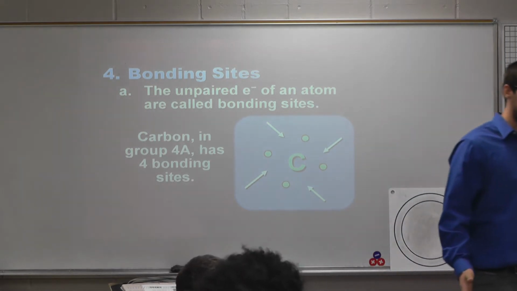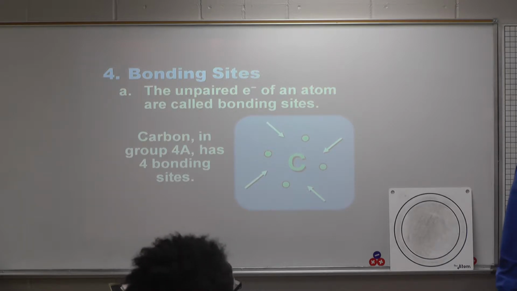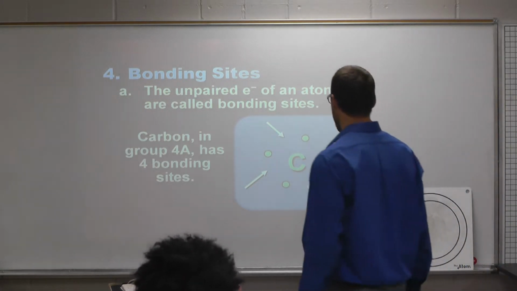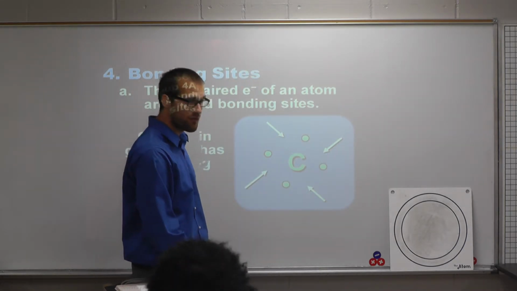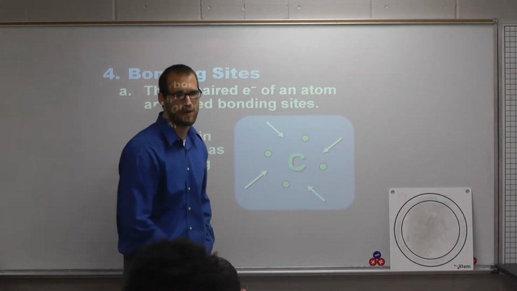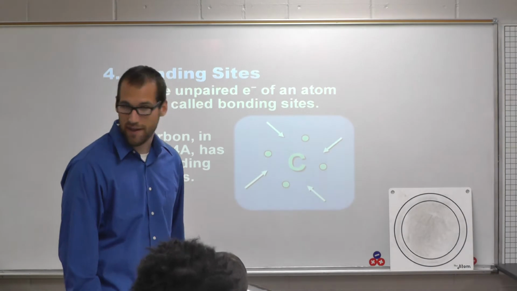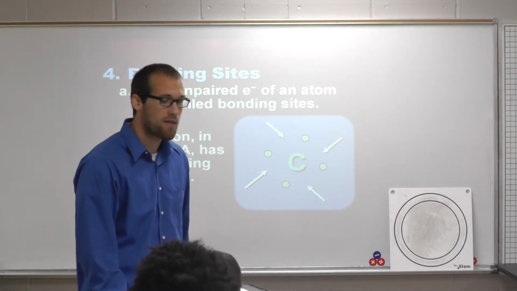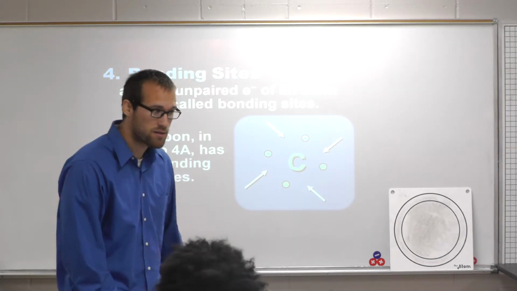Is somebody that has an octet going to bond? No, they're already stable. Which group has an octet? Noble gases, group 18 or group 8A. So, if this has 4 electrons, could it share those 4 to have 4 more for a total of 8? Yes. So this guy's going to have 4 bonds around it. That might mean 4 single bonds, 2 double bonds, 1 triple bond and a single bond, or 1 double bond and 2 single bonds. But in the end, it's got to have 4 bonds around it if it wants to be stable. No other way around it.